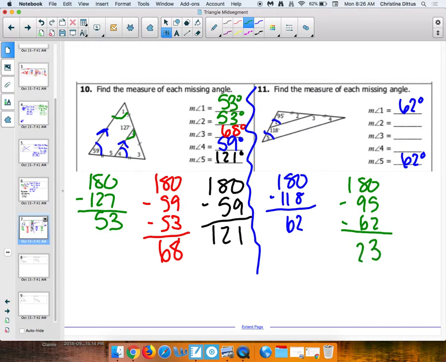How about 23? 74 is 23 too. So 4 is 23. How can I find the last angle? Subtract what? 118. What do you guys want? 4, 5. What's 180 minus 23? 157. There we go.